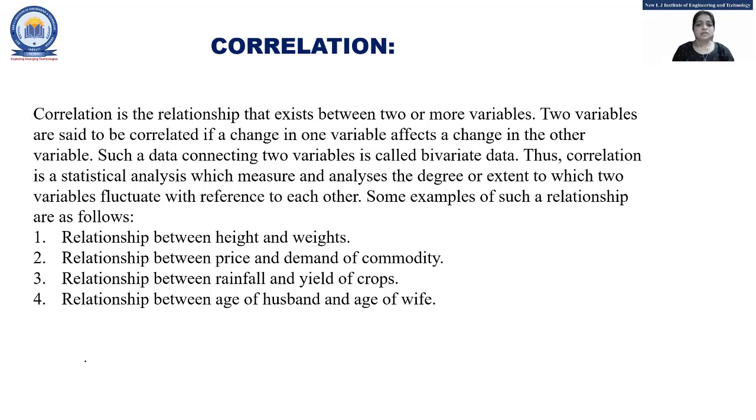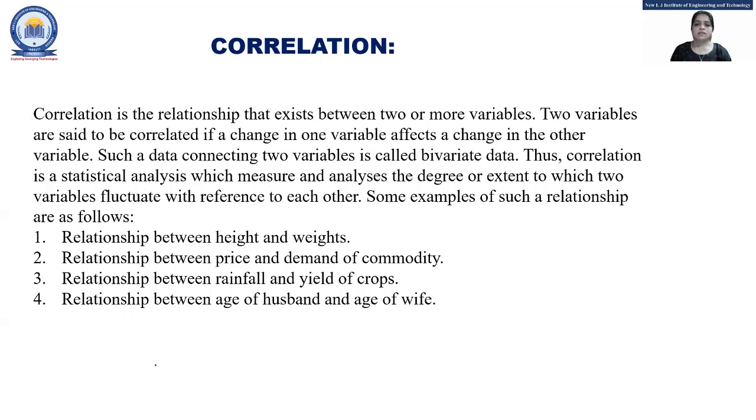Here, correlation is the relationship that exists between two or more variables, and two variables are said to be correlated if a change in one variable affects a change in the other variable. Such data connecting two variables is called bivariate data. Thus, correlation is a statistical analysis which measures and analyses the degree or extent to which two variables fluctuate with reference to each other.